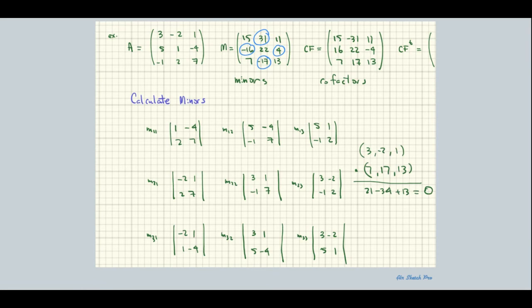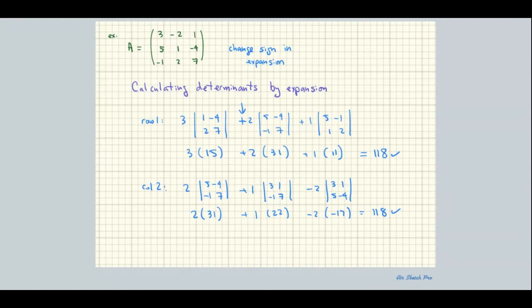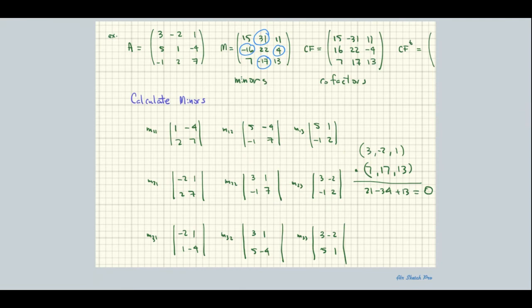If I take the dot product of the original, that's exactly what we had just a minute ago when we expanded off of row 1, right? We got 3, negative 2, 1, and 15, negative 31, 11. Okay, that's exactly how we had it. And so that's the thing that makes this work. But as far as you're concerned, it's just a calculation.